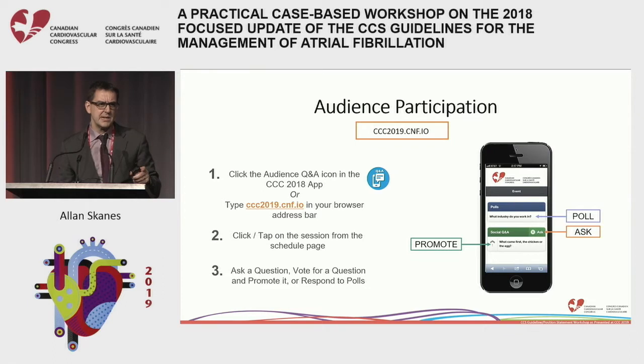So we will use the CCS app for this session as well. It's a workshop based on cases. So we'll have cases with questions on the management of these cases. So please log on to the app. If you haven't done that, you go to the CCS app, you find the session. Once you're in the session, you go to ARS, which is the audience response system, and then when there are polling questions, you can access them on your iPhone or any phone you have.